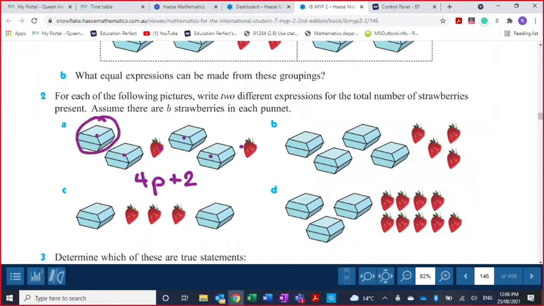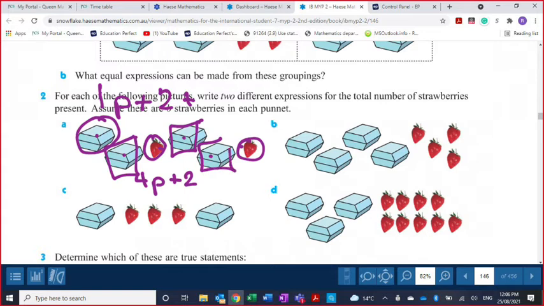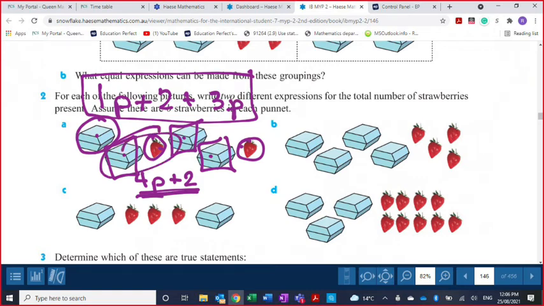So let's say I counted this one and this one and this one. So that's 1 punnet plus 2 strawberries. Plus, then we're going to do the rest of them. So that's 3 punnets. So this expression is equal to that expression. So you can break them apart any way you want to. You could have done 1 punnet, 1 strawberry, 3 and 2. It doesn't make any difference. I just picked something to write it out.